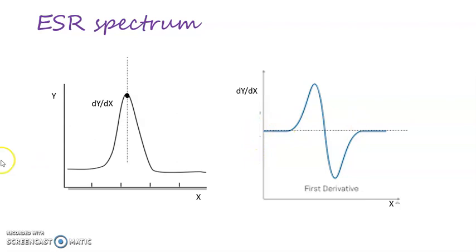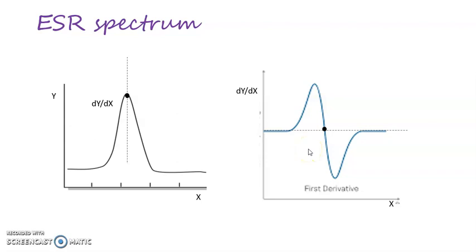That is, the line passes through a positive slope and a negative slope with a zero point. And this point where the value of dy by dx is 0 gives the exact position of the peak. So in ESR, we always take derivative plots to locate the exact position of the peak and get the exact frequency.